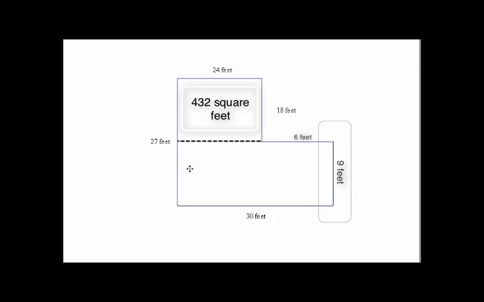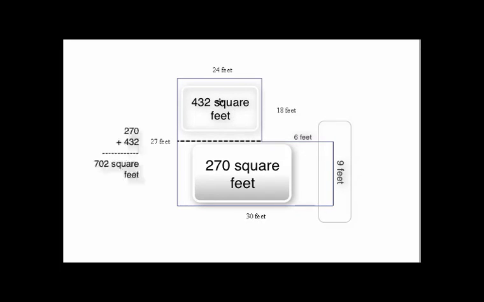Let's look at the bottom. Here we have a base of 30 and a height of 9. So 30 times 9 is 270 square feet. So to find the area of this composite figure, we add the 270 square feet, which is on the bottom, to the 432 square feet, which is on the top, to get a total of 702 square feet.